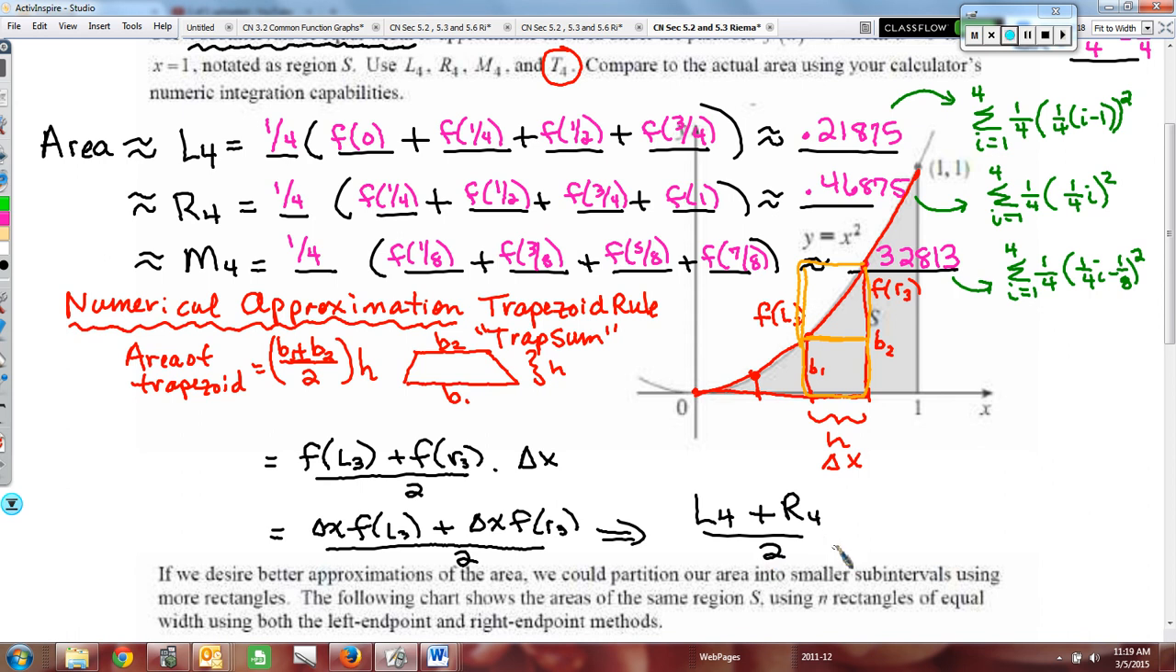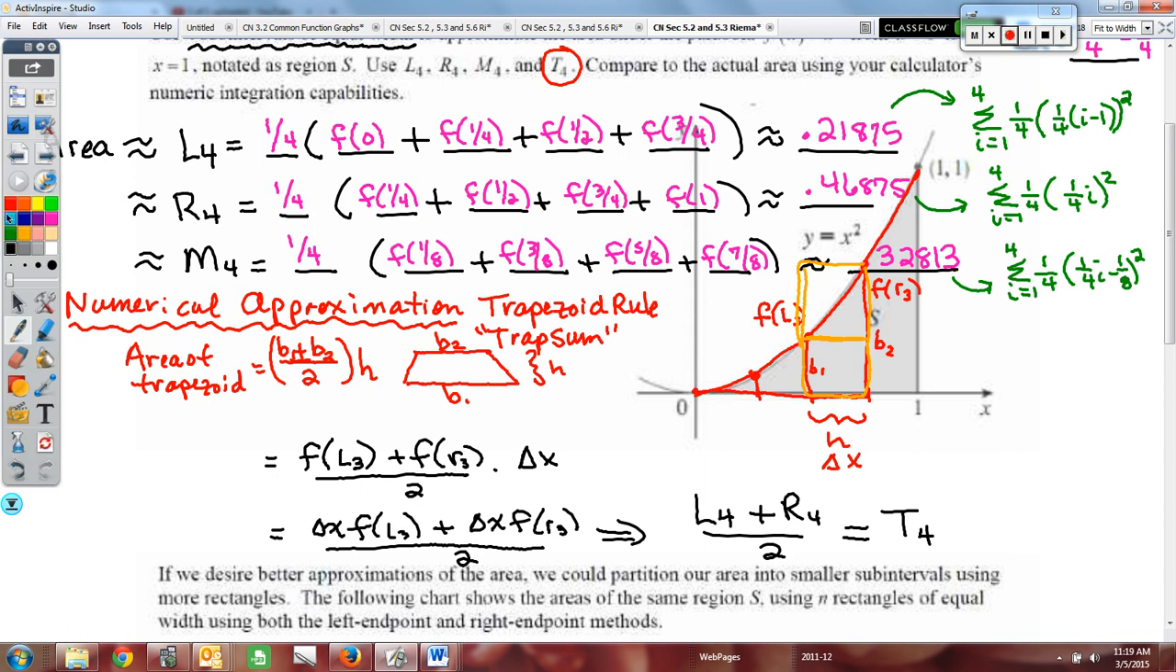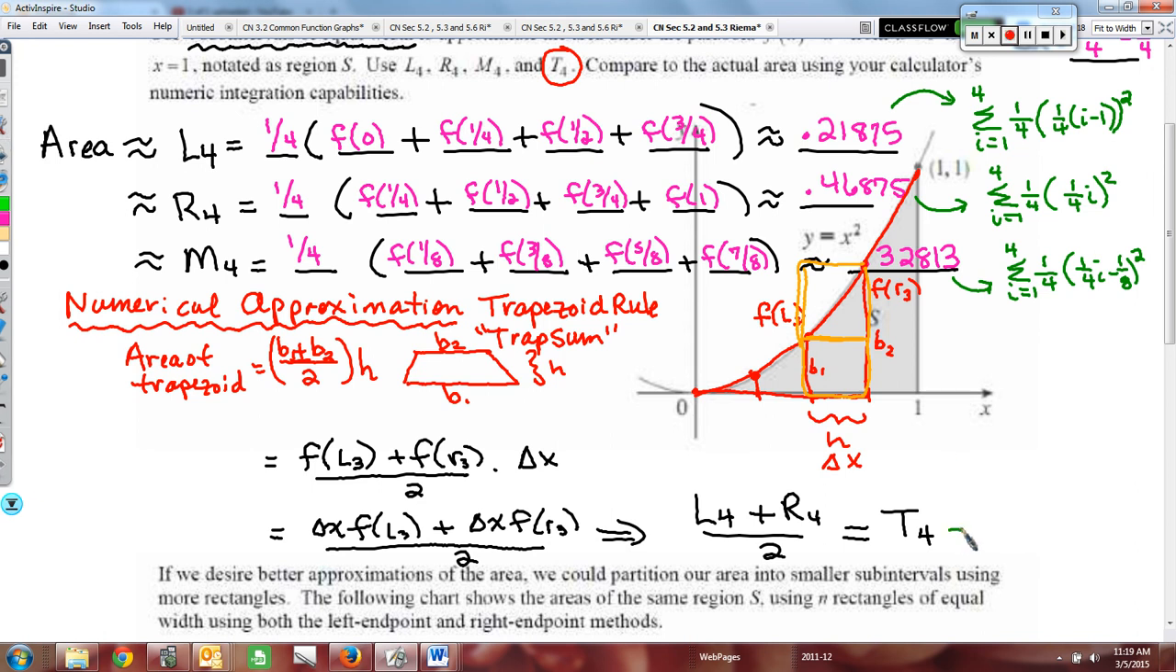So when we do the trap, we never add them up individually. We always just calculate T4 by doing left plus right divided by 2. So at any point, if they say calculate T4, all you need to show, like in this example, is that T4 is going to be 0.21875 plus 0.46875, divided by 2. And then we're done, and you calculate it on a calculator. So that's how we're going to do the trap sum each time you are asked to do the trap sum.